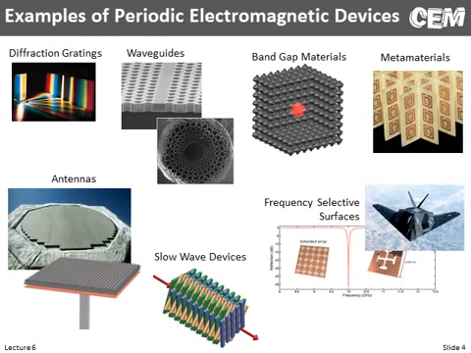Here are some interesting examples of periodic electromagnetic devices. We have at the upper left diffraction gratings. Very often they'll use these things in spectrometers. They'll separate wavelengths. Each wavelength diffracts into a slightly different direction. Waveguides, a lot of folks are looking at incorporating periodic structures into waveguides to do some really neat things, to compensate for dispersion, to make the waveguide smaller, to make the mode in the waveguide even bigger sometimes to handle higher power. There's folks working on band gap materials.